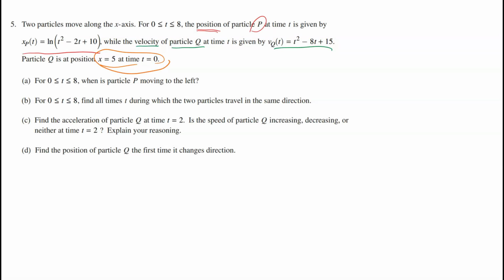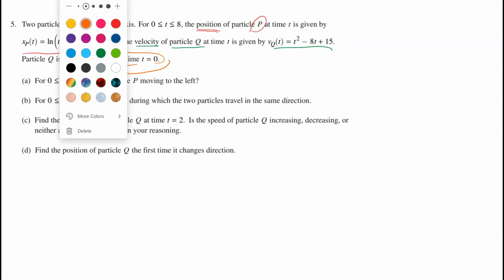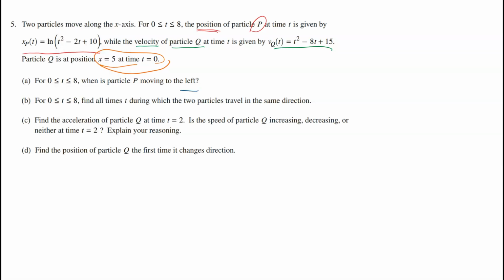Okay, so part A. For time between 0 and 8, when is particle P moving to the left? So I'm going to focus on particle P. Now, particle P is given as a position function, and one thing that I do know is that if I'm trying to figure out left versus right, that is when the velocity is negative. That's something that we've hopefully embedded in our brains. So if the velocity is negative, we're moving left.